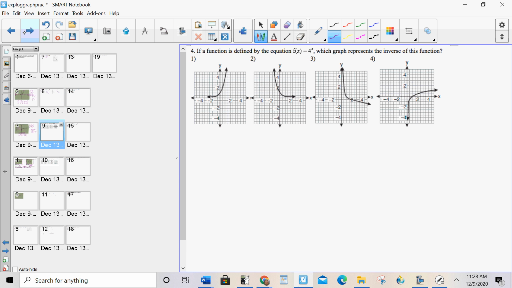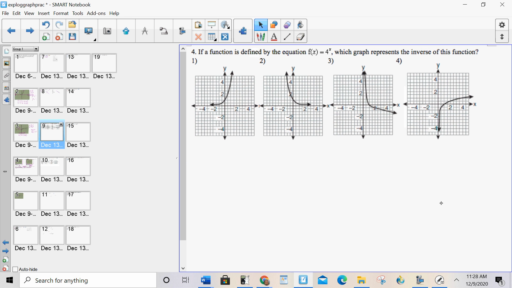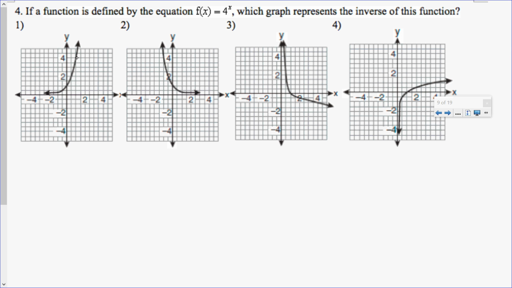Now, number 4, I love number 4. This is more conceptual. You have to read it carefully. In fact, you know what? Why don't you take about 20 seconds, read it, come up with your answer, and see if you got it right. There is a little twist. Take about 20 seconds, give it a try.